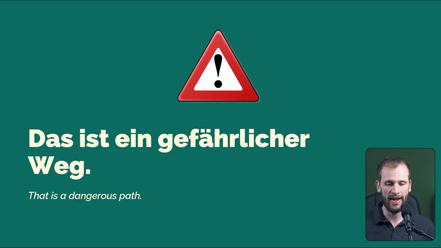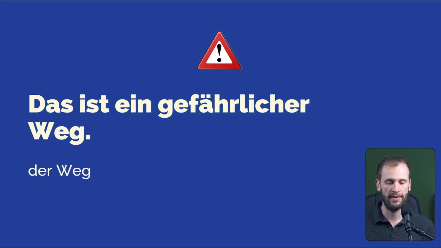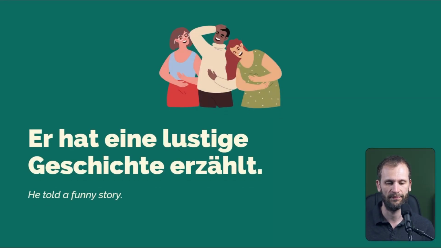Das ist ein gefährlicher Weg. That's a dangerous way or a dangerous path. It's der Weg, it's masculine, and in this case, after sein, you also get the nominative case. That's not an object, it's a nominative case here. Ein gefährlicher Weg. We don't have an R in the article, do we? It's the indefinite article ein, a dangerous way. There is no R there, so we need the R for the adjective. Ein gefährlicher Weg, a dangerous way.